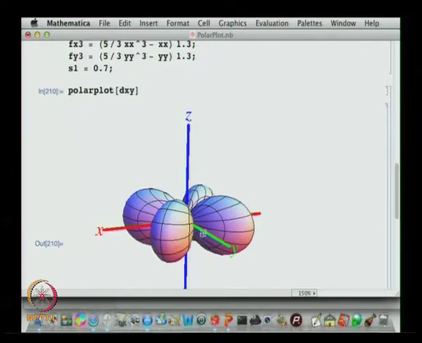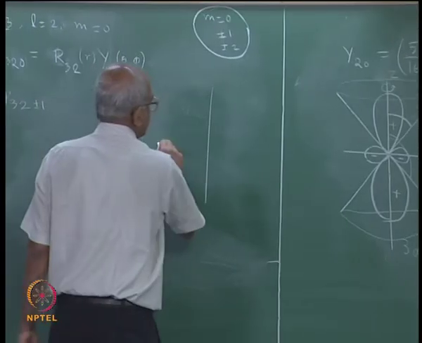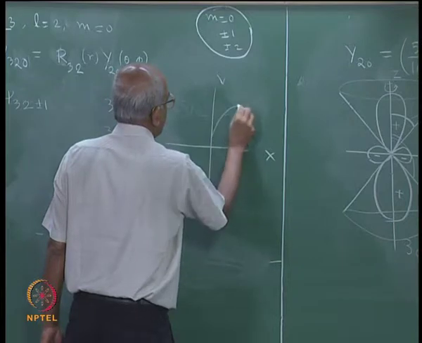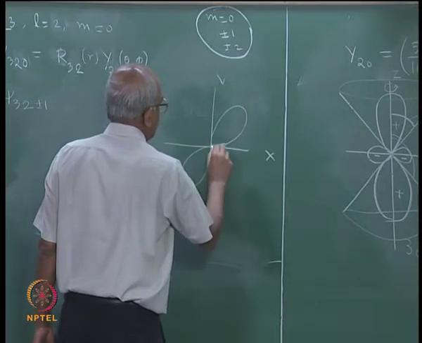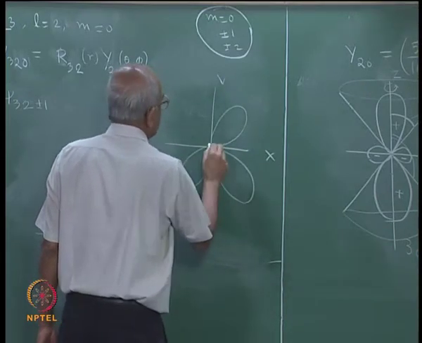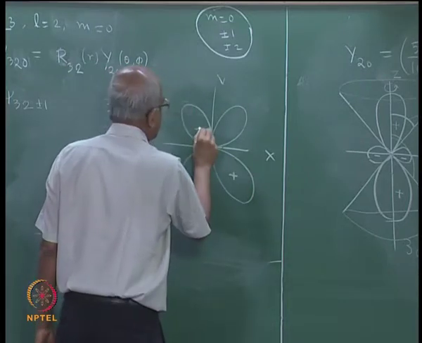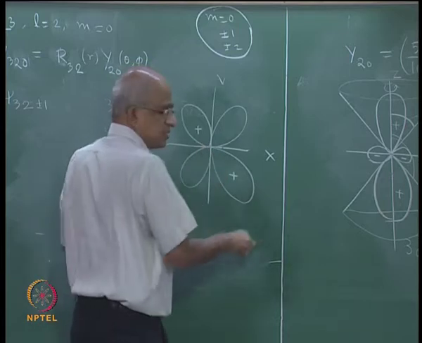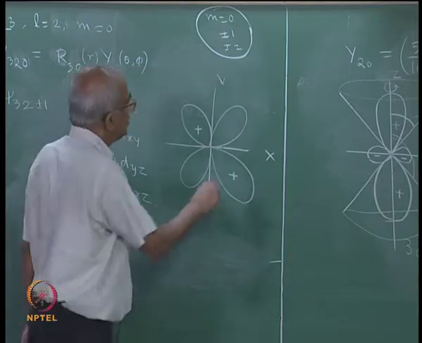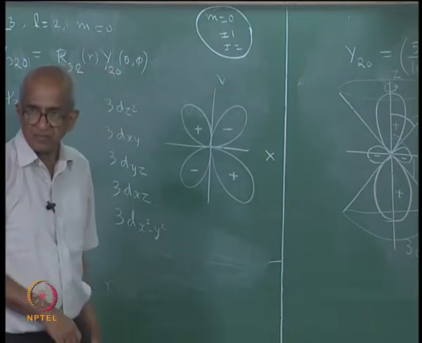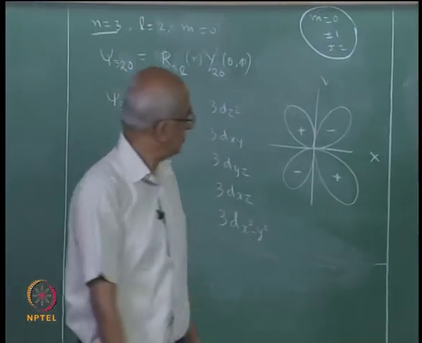Maybe I can draw this on the board. Imagine this is the xy plane. So, you have one lobe here, another one there, another one here, and the fourth one there, and it so happens that this and that are plus. In these directions the wave function is positive, while in these directions the wave function is negative. Okay. So, that is how it is.